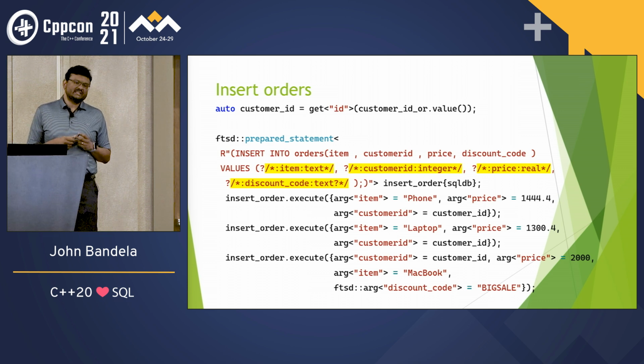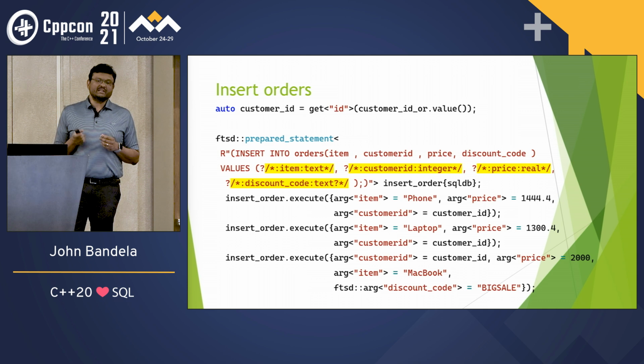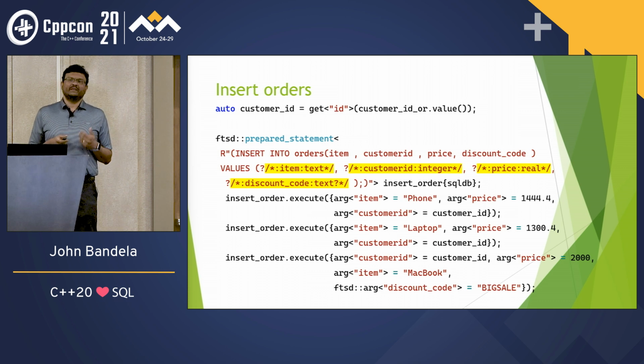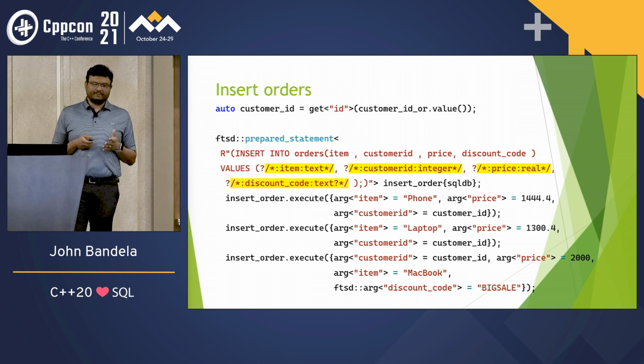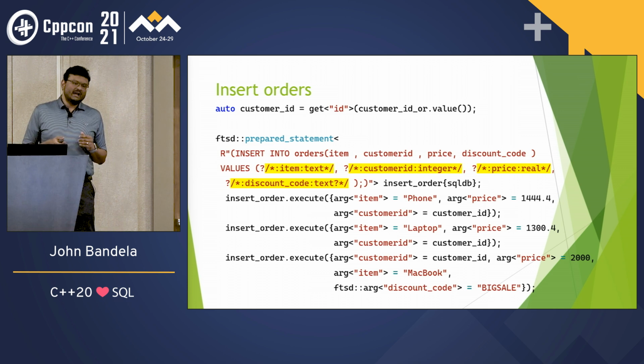And then we have a prepared statement, same thing. So in this one, we actually create a separate object called insert orders. And then once we have the prepared statement, we can call execute on it. So we can say execute with different parameters each time. So, when we have a phone, when we have a laptop, when we have a MacBook.